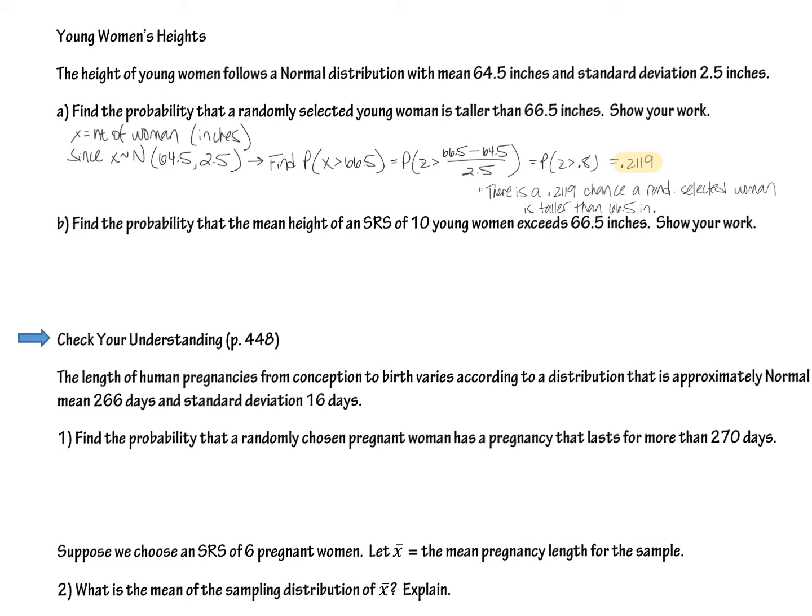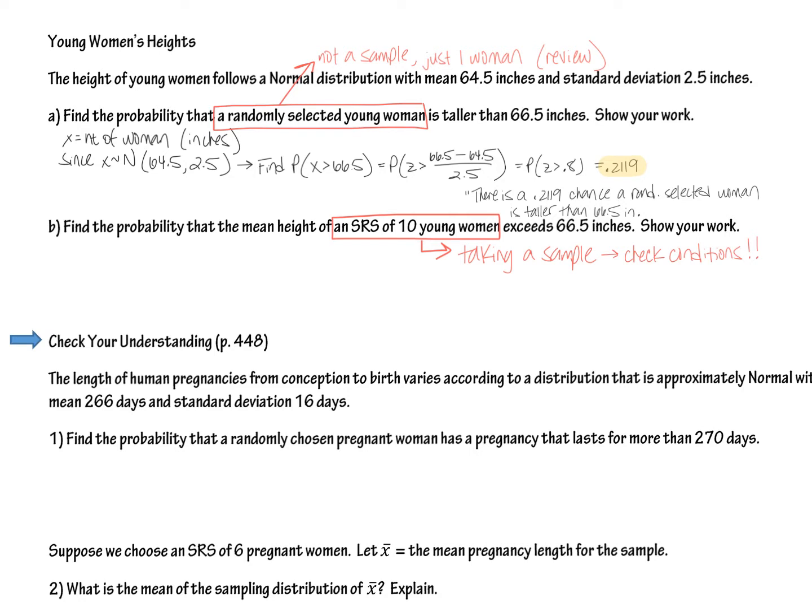So the next part is to find the probability that the mean height of 10 young women. So here's where this chapter comes into play. We have a couple of conditions we have to check. And I just wrote, to emphasize the difference here, a randomly selected young woman is not a sample, just one woman. That's a review problem. Here we are taking an actual sample. We have sampled 10 young women, therefore I need to check my conditions.